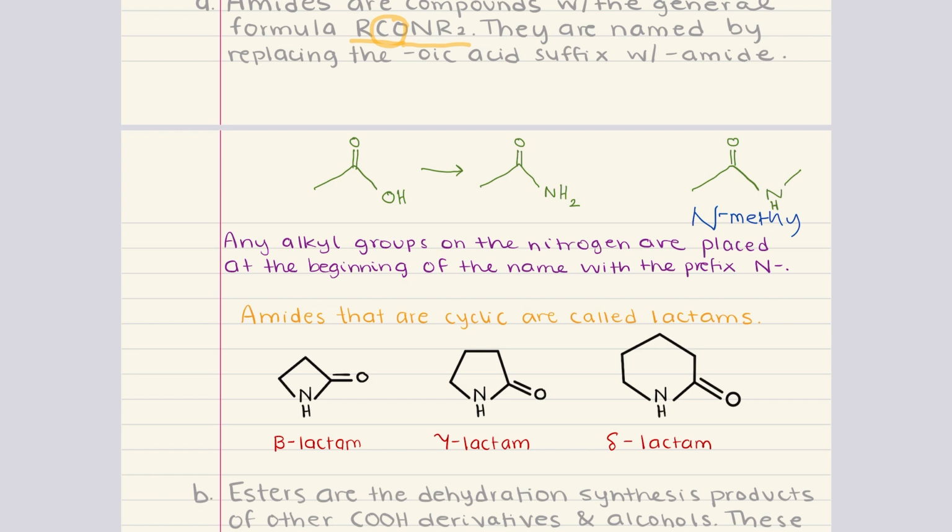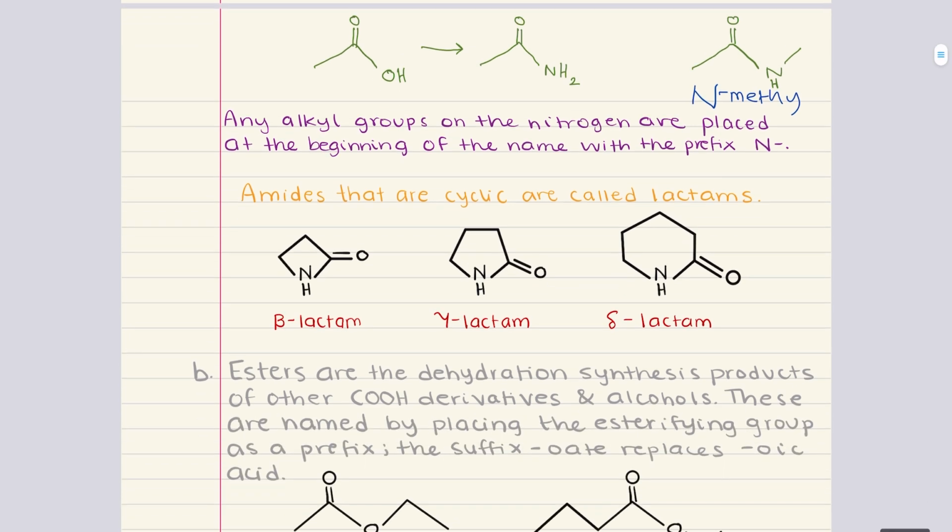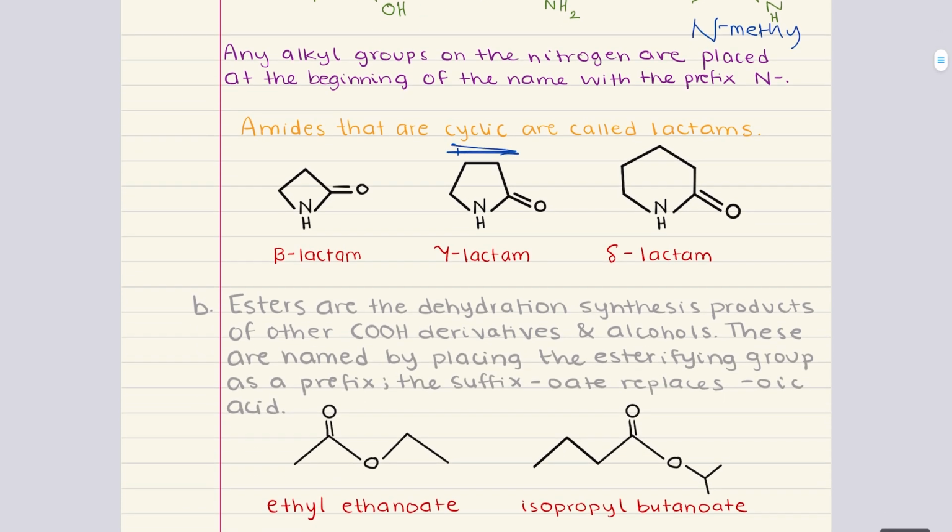Now let's briefly talk about a special category of amides known as lactams. Lactams are cyclic amides, meaning that the amide functional group is incorporated into a ring structure. The size of the ring and the position of the nitrogen atom relative to the carbonyl carbon determine the name of the lactam using Greek letters. So first we can have a beta lactam. This is a four-membered ring with the nitrogen located on the beta carbon relative to the carbonyl group.